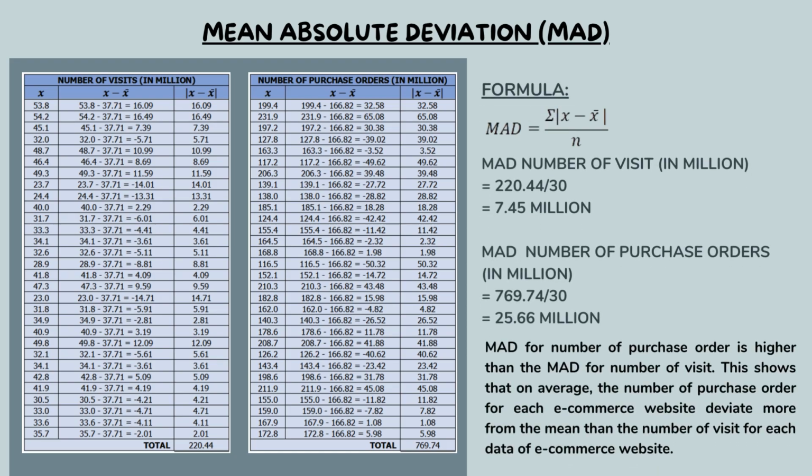Next is the mean absolute deviation, where the formula for sample MAD is the total sum of the distance between the dataset and its mean divided by the sample size. The MAD for number of visits is 7.45 million and the MAD for number of purchase orders is 25.66 million. The MAD for number of purchase orders is higher than the MAD for number of visits. This shows that on average, the number of purchase orders for each e-commerce website deviates more from the mean than the number of visits for each e-commerce website.